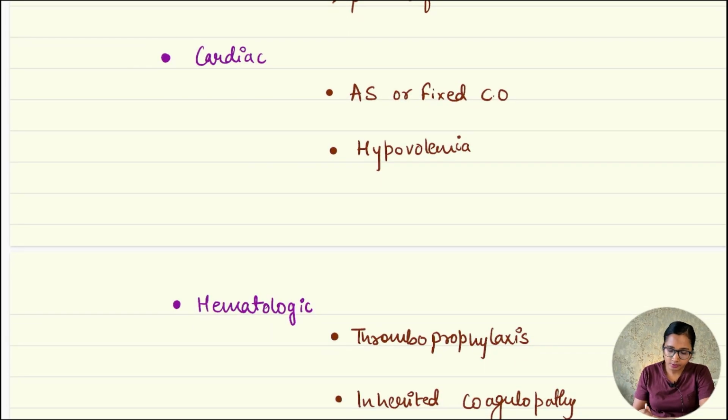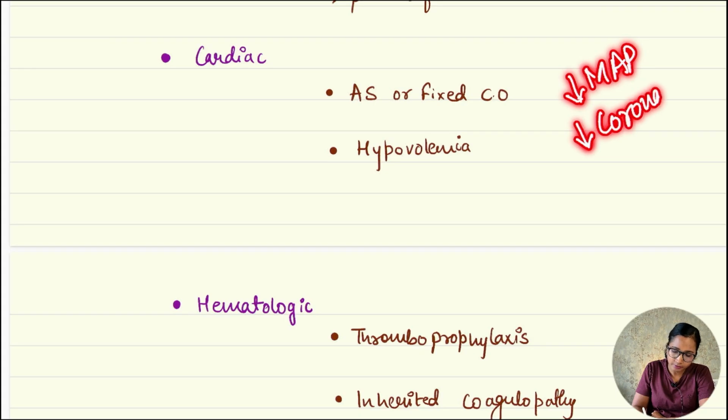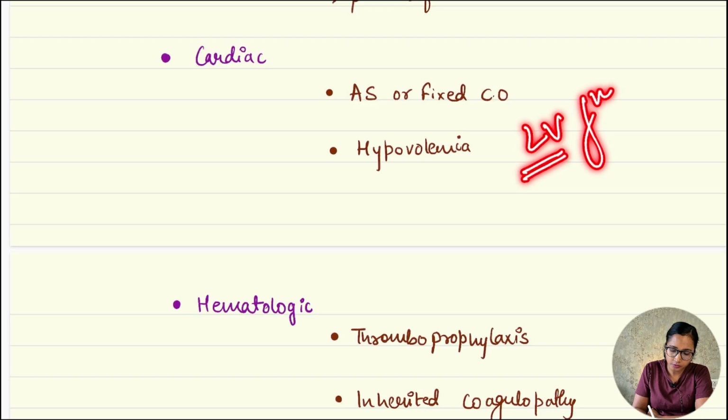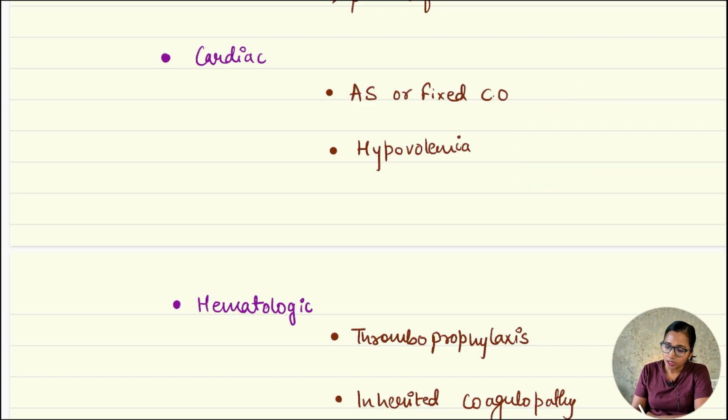Talking about cardiac system, if the patient has aortic stenosis or fixed cardiac output state, what happens is after giving neuraxial blockade, there is decrease in systemic vascular resistance. Decrease in systemic vascular resistance leads to decrease in MAP and might lead to decrease in coronary perfusion. As the patient has fixed cardiac output state, we have to be very cautious, and the decision depends on the left ventricular function.